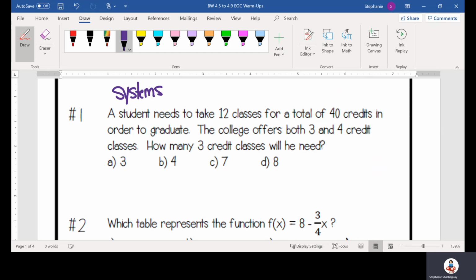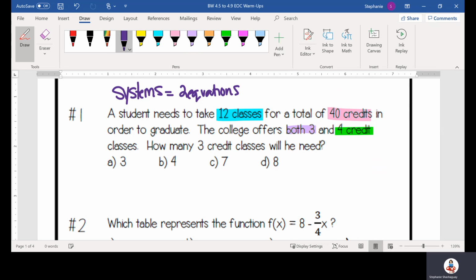I'm just going to write systems. So here what we should be looking for is at least 2 equations to solve. Okay, so a student needs to take 12 classes for a total of 40 credits in order to graduate. The college offers both 3 and 4 credit classes. How many 3 credit classes will he need?